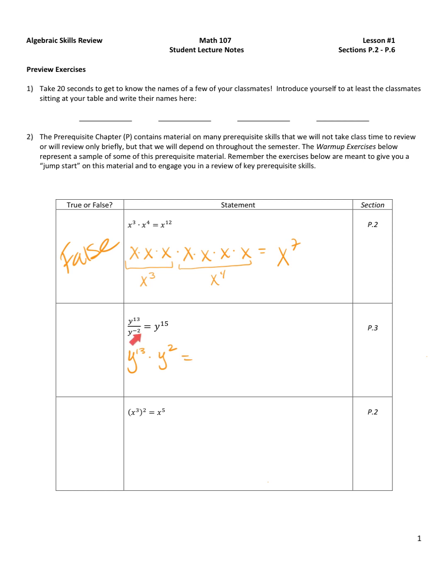So instead of dividing, we move it up, it becomes multiplication, and the exponent becomes positive. And then I can use the rule that we just reviewed up here, multiplying like bases, add the exponents, so we get y to the 15th. So this one is true.